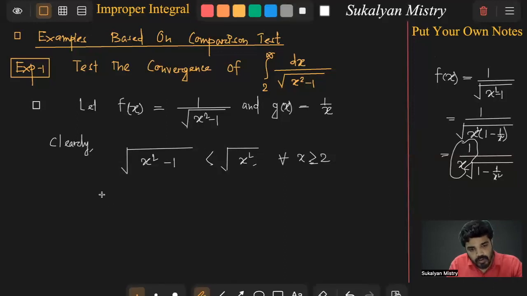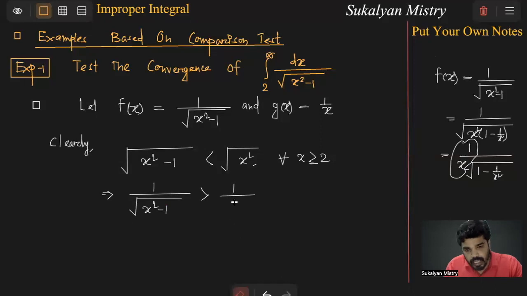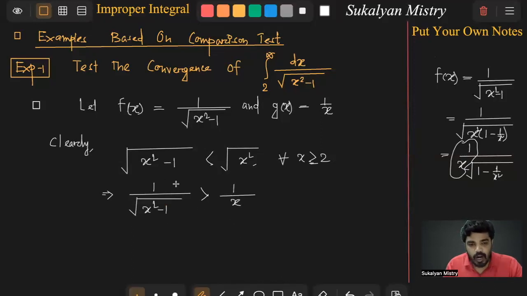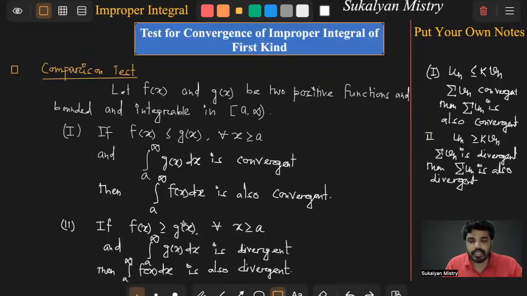Okay. So from this we conclude that 1 by root over of x square minus 1 is greater than 1 by root over of x square, that means 1/x. So this is our f(x) and this is our g(x). So this implies f(x) is greater than g(x).